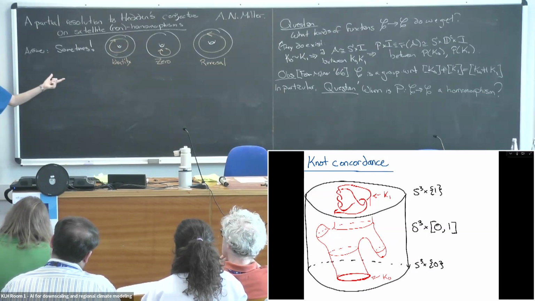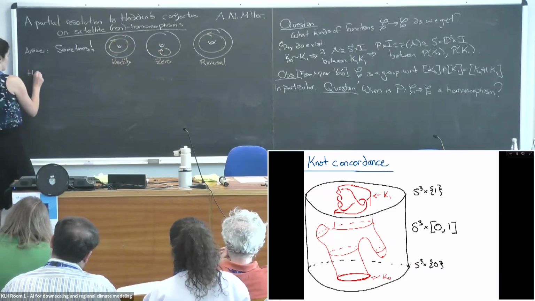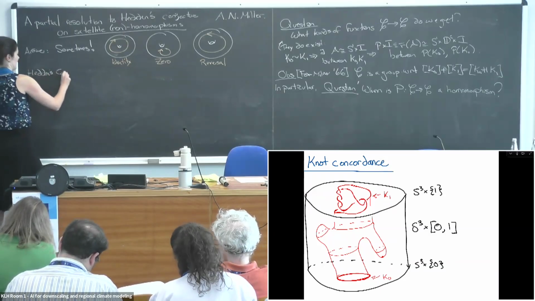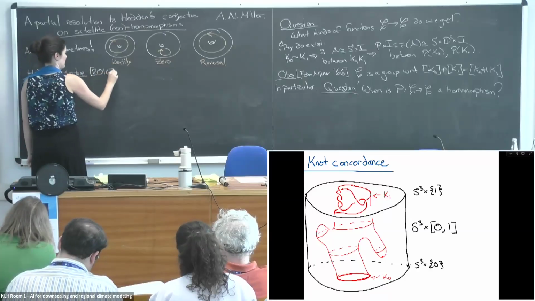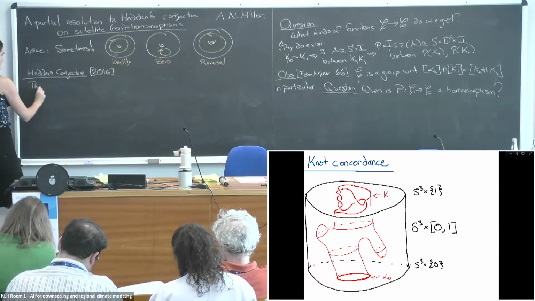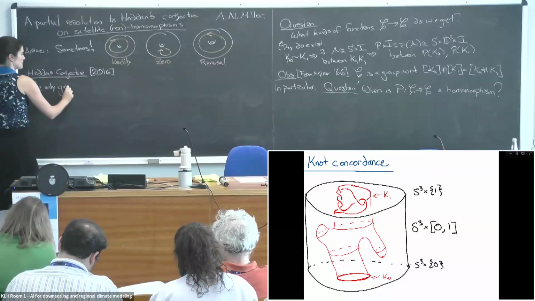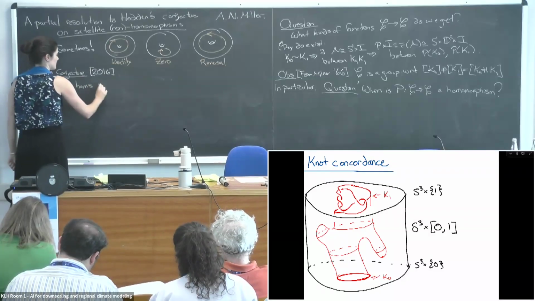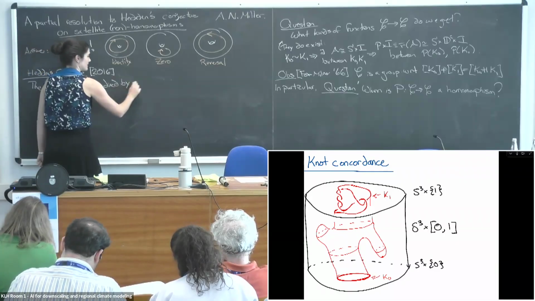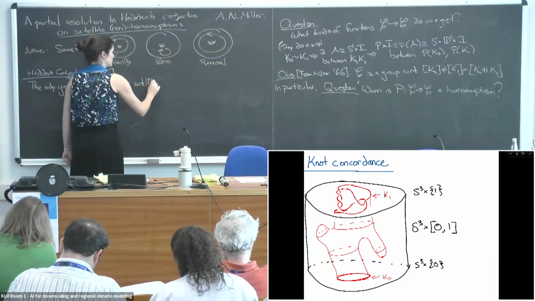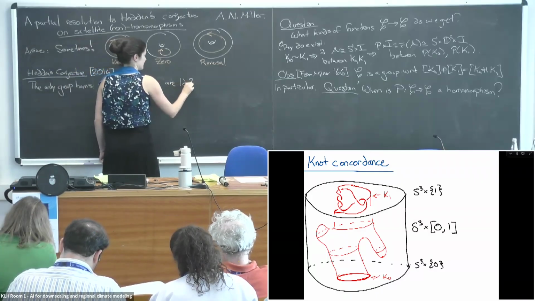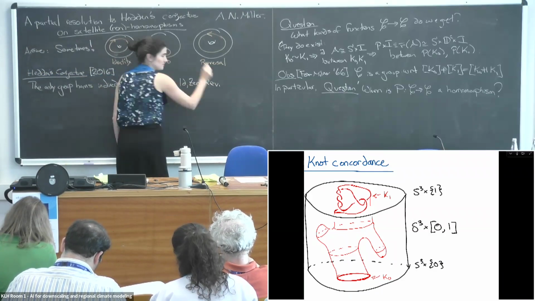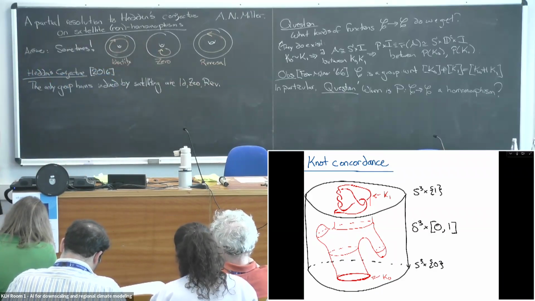As far as we know, this is it. And so Hedden's conjecture, which he seems to have made at a couple conferences in 2016, though not really in any published literature, is that the only group homomorphisms induced by satelliting are the ones I've already written down. Identity, 0, and reversal. So this is a sad conjecture, if true.